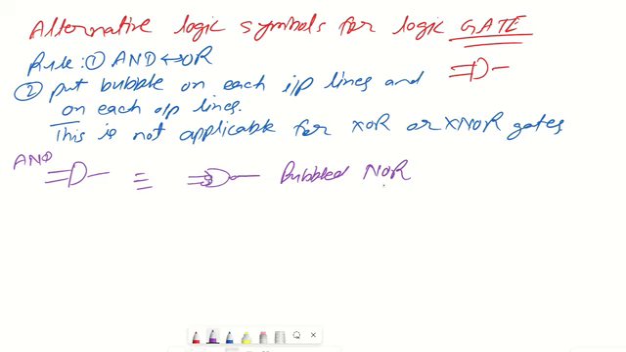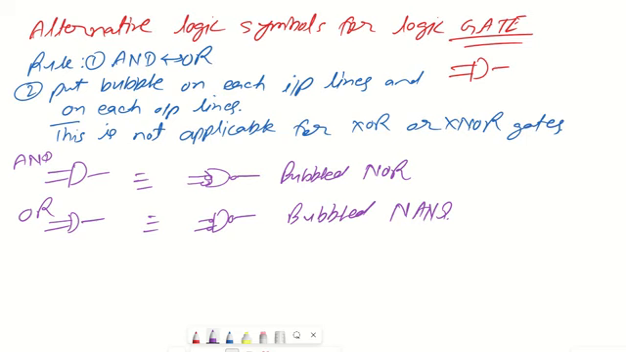Similar to that, if we have an OR gate, what would be the equivalent? Can you find out by yourself? It is going to be the AND shape first, and then bubbles on input as well as output, okay. So this is bubbled NAND. It means I can tell you directly that my AND gate is equivalent to a bubbled NOR gate, and an OR gate is equivalent to a bubbled NAND gate, okay.